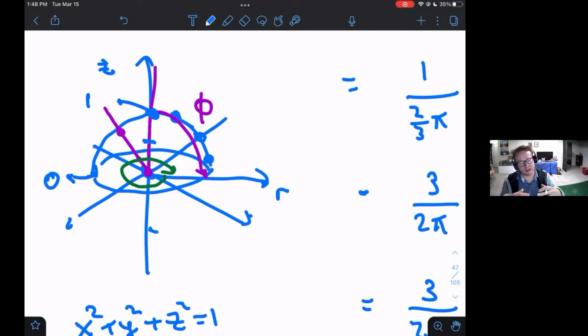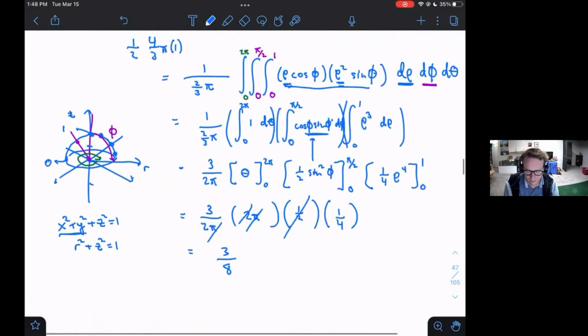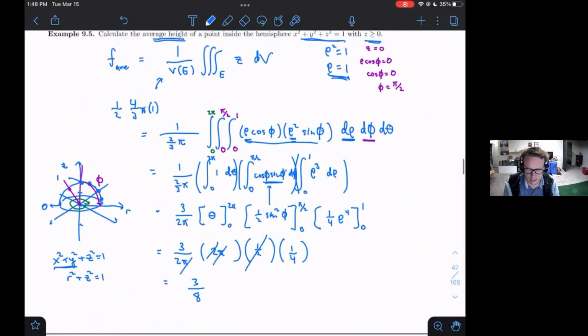But you can kind of see that the sphere is fatter near the bottom. There are more points near the bottom. And so it's maybe not surprising that we get an answer that's less than 1/2, just because, again, there are more points down there. And so you would say the average height is going to be a bit smaller than 1/2.